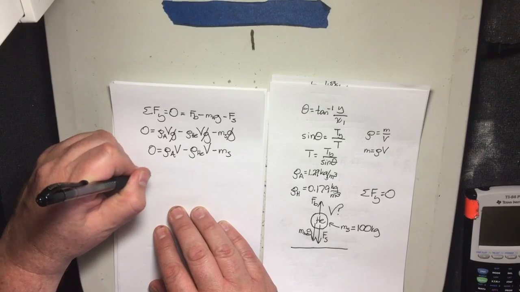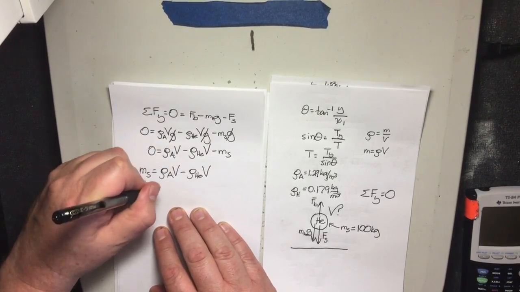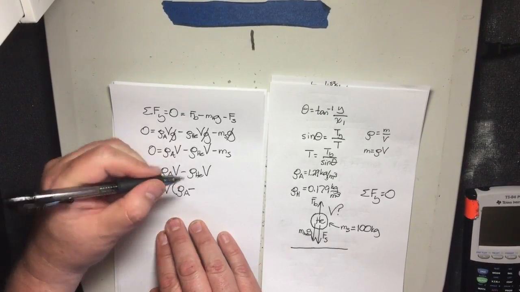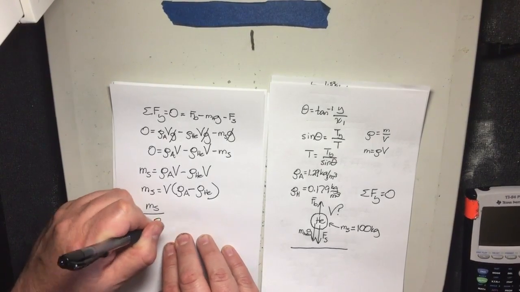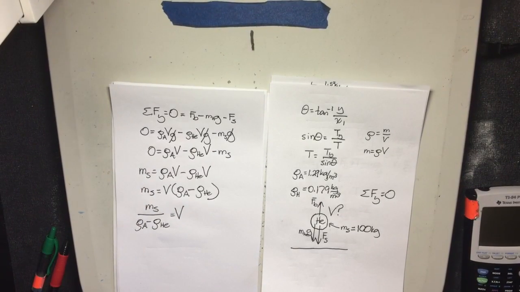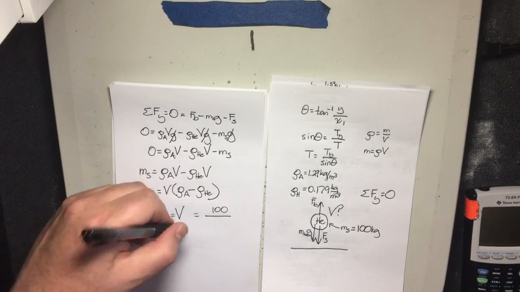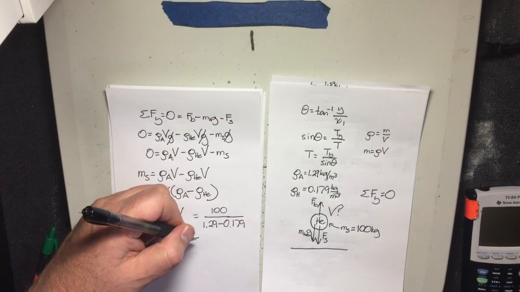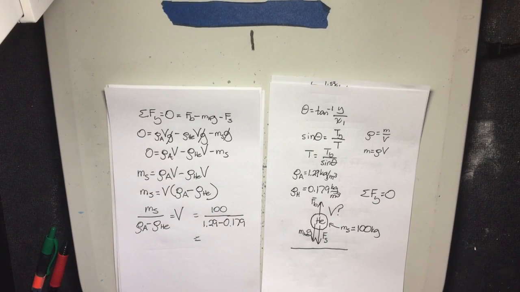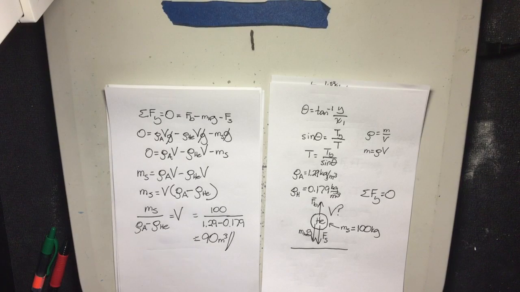I'm going to move the M_S over. I'm going to factor out the V. M_S over (rho_A minus rho_HE) is equal to V, and that's the volume of the balloon. So the mass of the shell, 100, the density of air, excuse me, 1.29, the density of helium, 0.179. So the volume is 90 cubic meters, which is interesting because it's a good solid number.